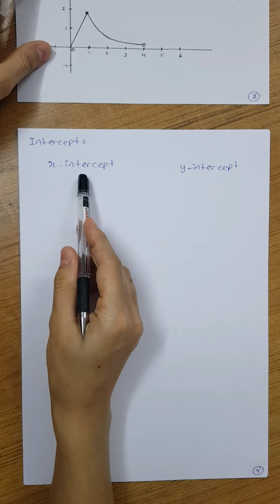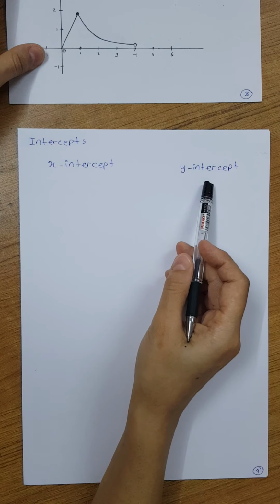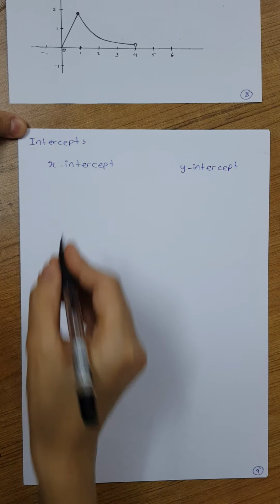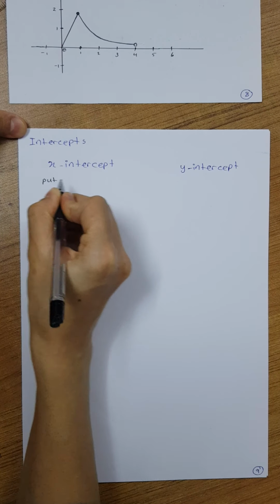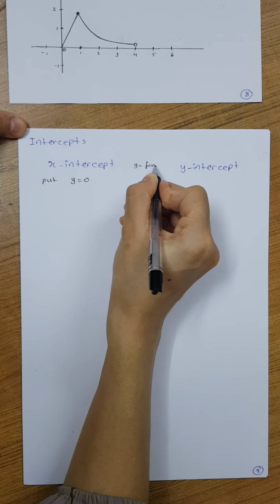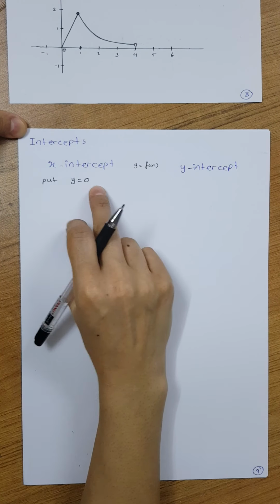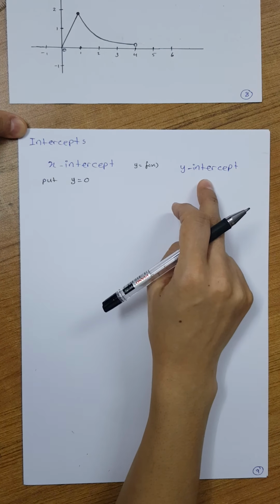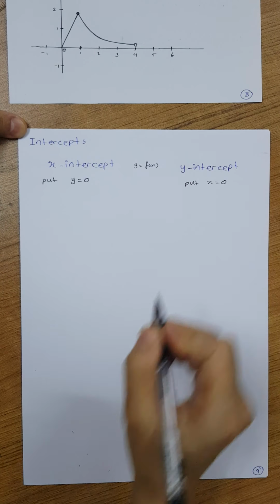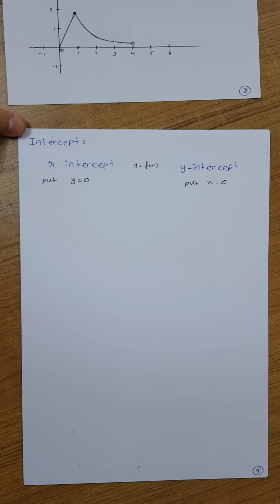These are called x-intercepts for those points that intersect with the x-axis, and y-intercepts for those points that intersect with the y-axis. So how do we find the x-intercept? We put y equal to 0, because y is equal to f of x. The function is given to me, something like that. So we put y equal to 0, and we will get the x-intercepts. To find the y-intercepts, we put every x in the function equal to 0. By doing those things, we will find the x and y intercepts of the graph of the function.